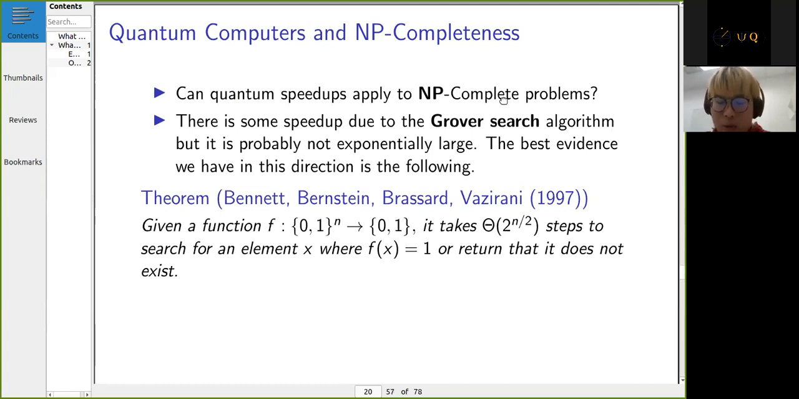And this is due to the following theorem proved by Bennett, Bernstein, Brassard, and Vazirani in 1997, which states that, given a function f from {0,1}^n to {0,1}, it's still going to take exponentially many steps for a quantum algorithm to find an element where f(x) is equal to 1, or return that it doesn't exist. So this essentially shows that the Grover search algorithm is the best algorithm for quantum search, if we are only given this condition.